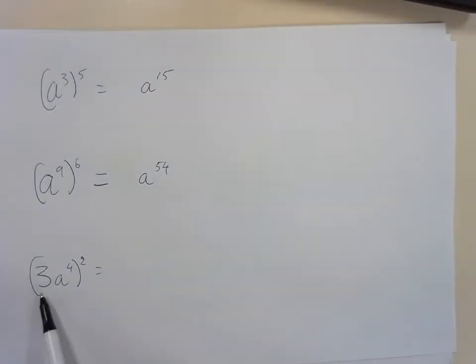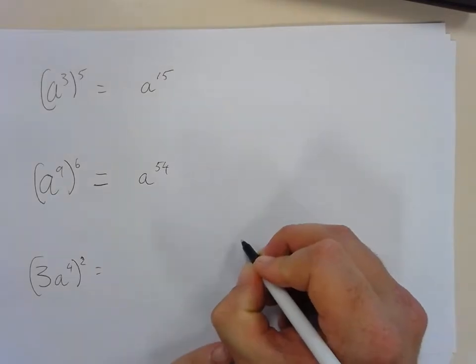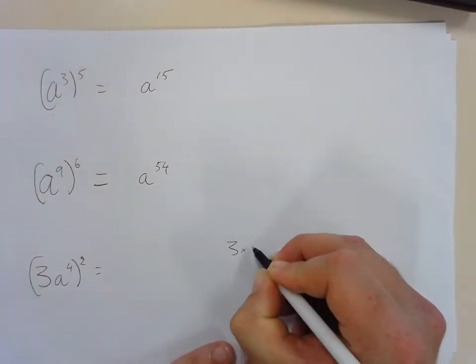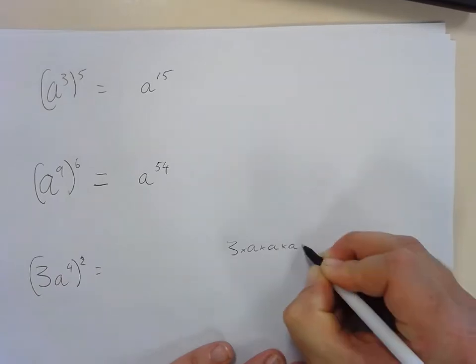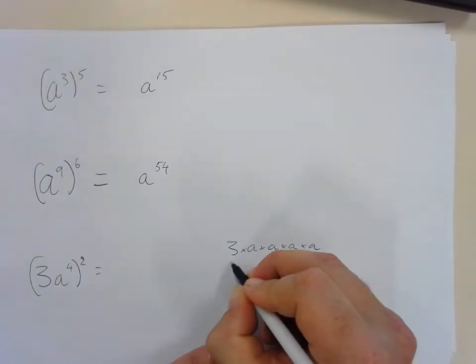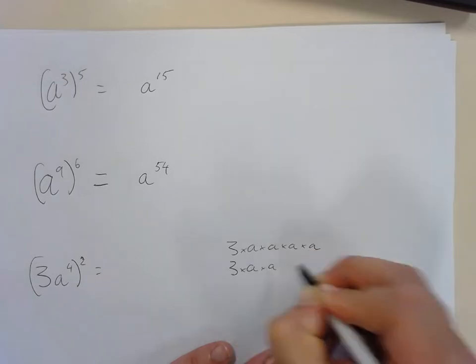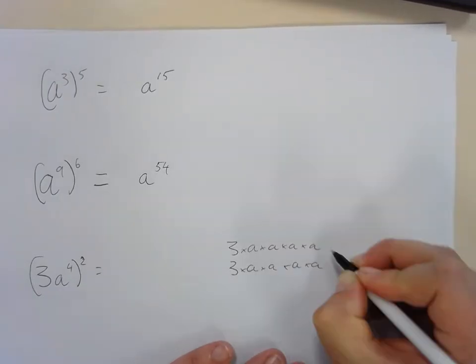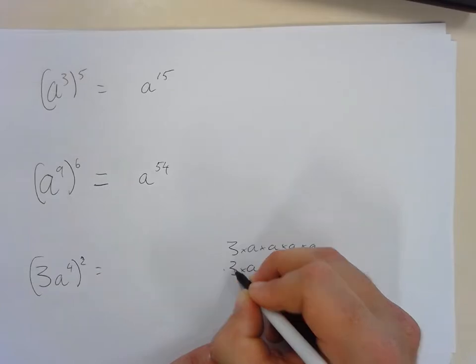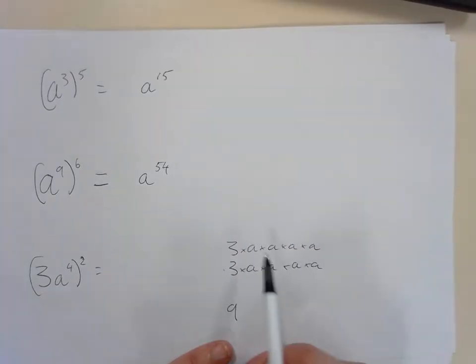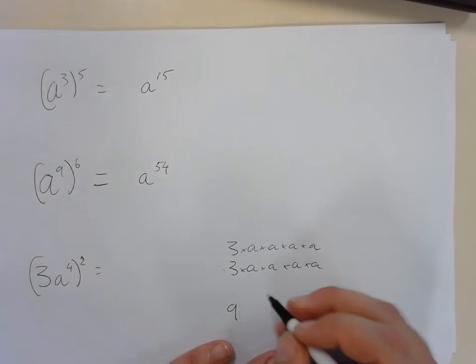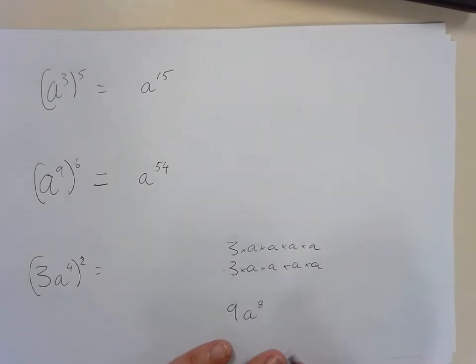Now when I get something like this, 3a to the power of 4, all to the power of 2. Now remember we said anything outside the brackets applies to everything inside the brackets. So if I do my little thing before, I have 3 times a times a times a times a, 4 a's, and I do that twice. 3 times a times a times a times a. Alright, and they're being multiplied. 3 times 3 is 9, and I have 1, 2, 3, 4, 5, 6, 7, 8 a's. So a to the power of 8.